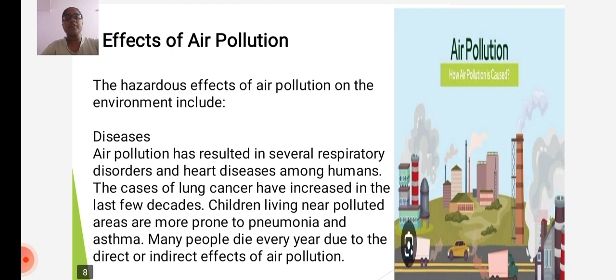Next thing is effects of air pollution. The hazardous effects of air pollution on the environment include, the first thing, diseases. Air pollution has resulted in several respiratory disorders and heart diseases among humans. The cases of lung cancer have increased in the last few decades. Children living near polluted areas are more prone to pneumonia and asthma. Many people die every year due to the direct or indirect effects of air pollution.